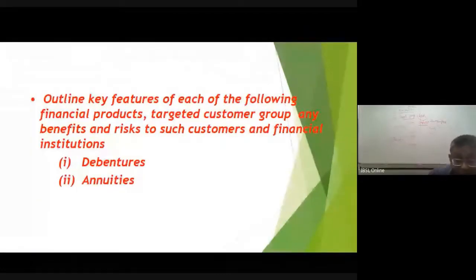Some debentures are tradable. That means you have a secondary market, but not all. There are different types of debentures. I'm not going to touch all these things. You may learn them in some other areas and other subjects also. Some are called subordinate debentures, and convertible debentures have so many features. There are different types of debentures, but I'm going to give the key features of debentures, right?